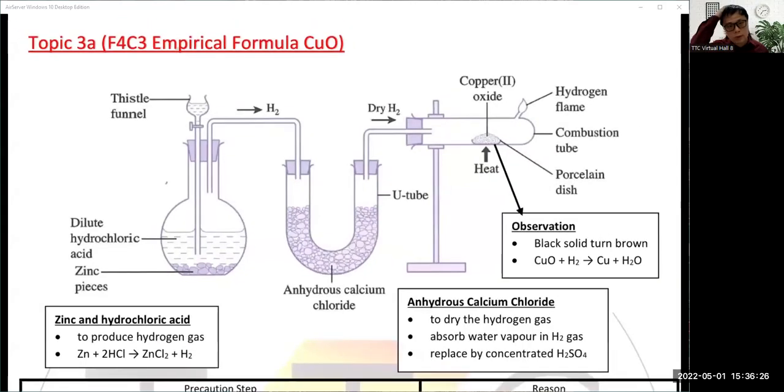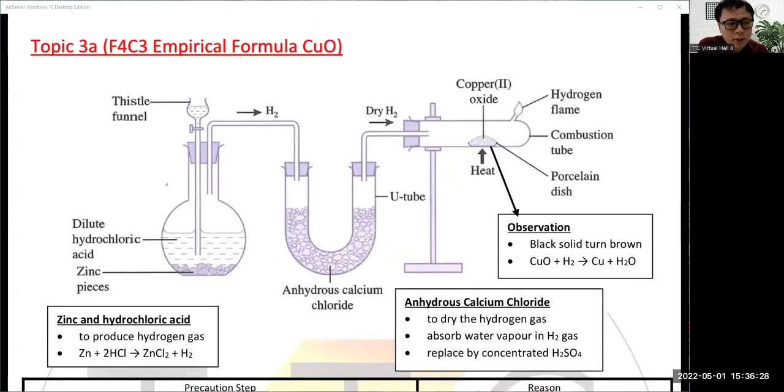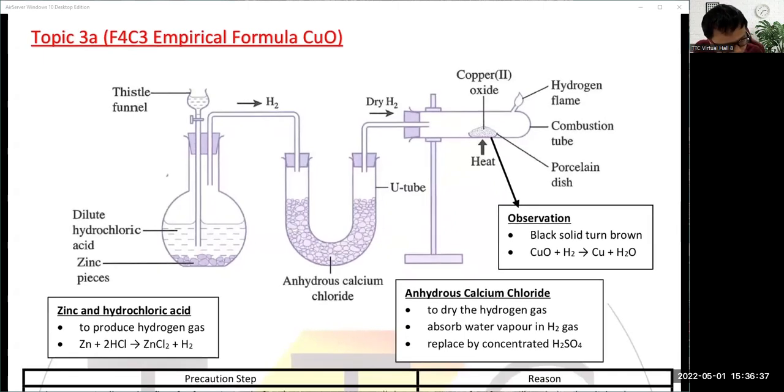Okay, so we'll go through topic 3A. This experiment is to determine the empirical formula of copper(II) oxide. So the idea is this: we will have these two chemicals, zinc and hydrochloric acid. They will produce hydrogen gas.